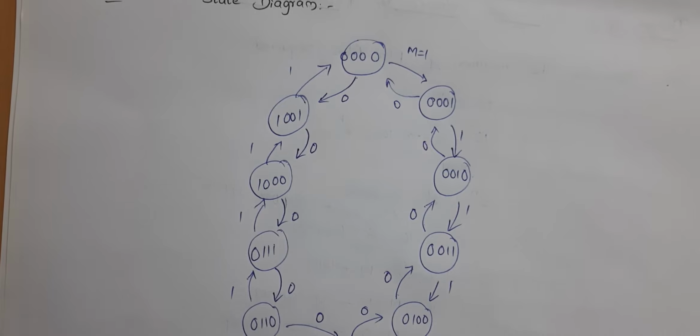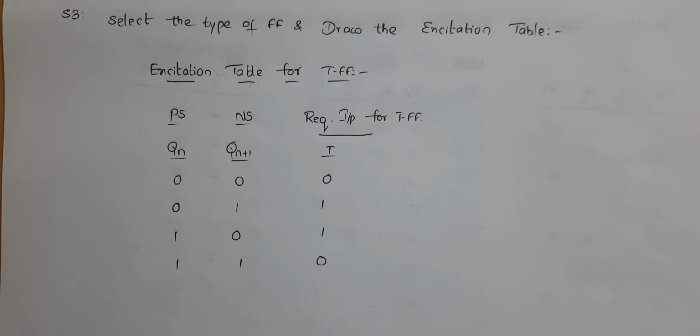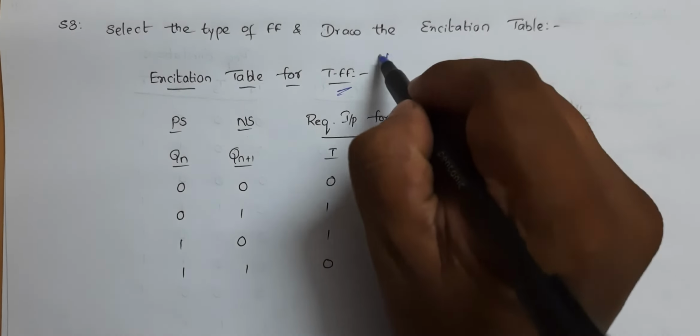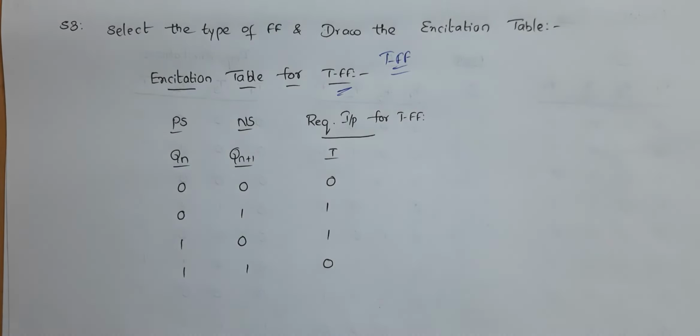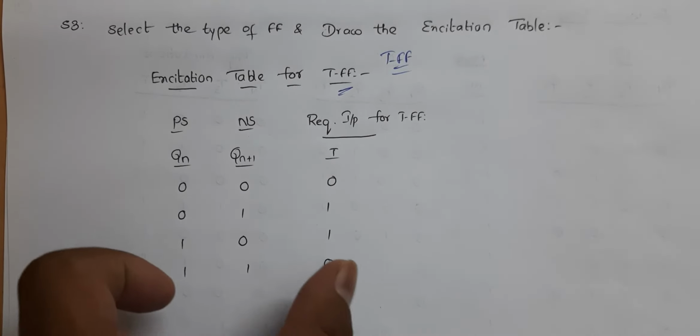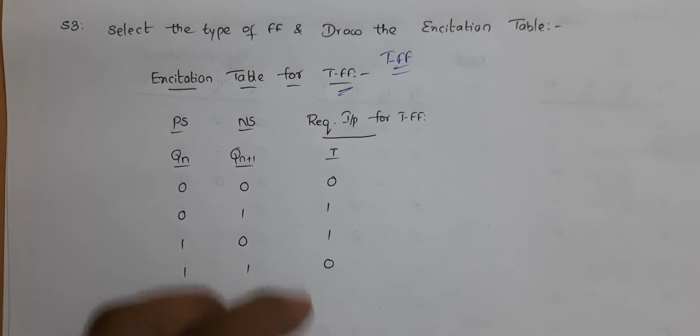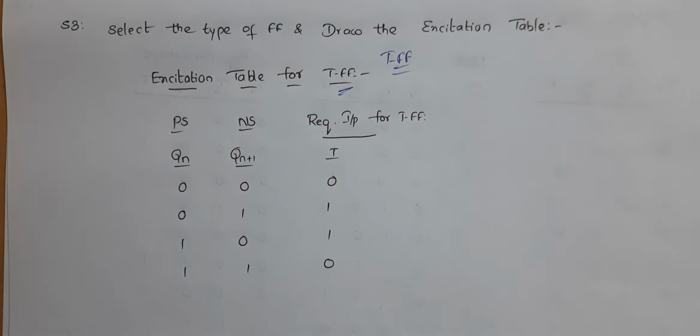Okay, and step 3. What is step 3? Step 3 is nothing but selection of the type of flip-flop and drawing the excitation table. So in this design also, either I can choose T flip-flop or JK flip-flop. So here I am selecting T flip-flop only. My choice of flip-flop is nothing but T flip-flop. So for that, we note down the excitation table for T flip-flop, that is present state, next state, and required inputs for T flip-flop.